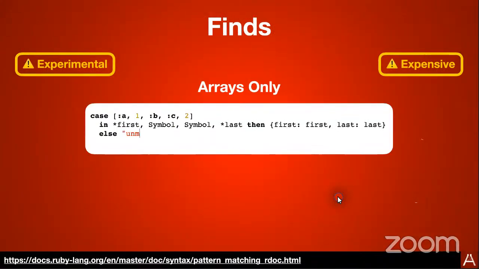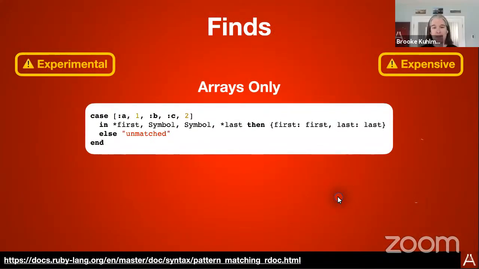Now, in terms of finds, you can also name these. Again, remember, this is experimental and this is expensive, but I want to point out that in the first example that I gave you, I was just using splats, right? Because I didn't actually care what they are. But if I did want to care what they are, I could give them a name. So I could call them first and last in this case.